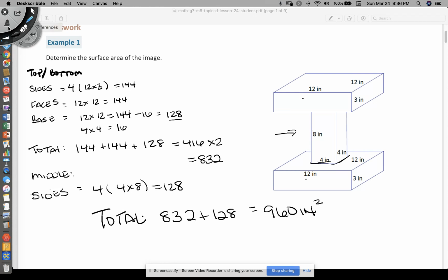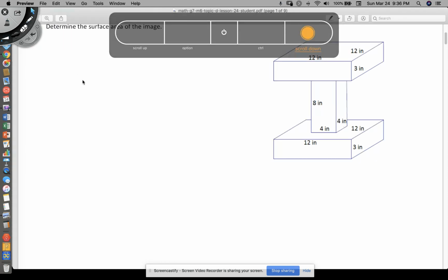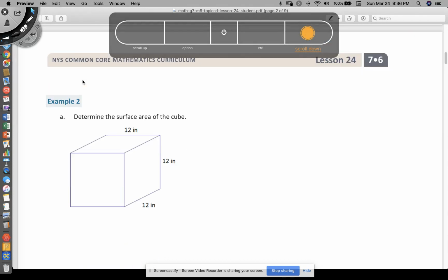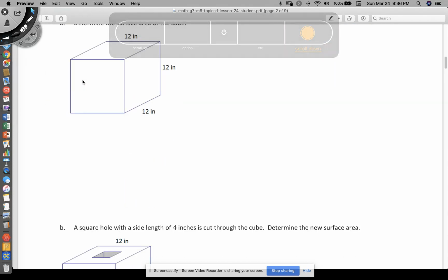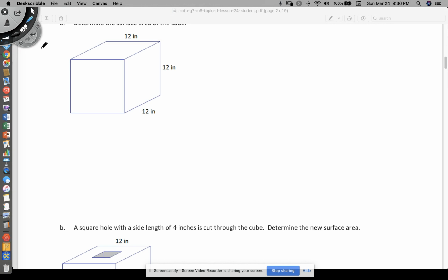Let's try the next one. This is a friendlier looking shape, a little bit easier for us to break apart here. If you notice 12 by 12 by 12, it's a full square and it's a cube. That means there are 6 sides. All of the sides are 12 and we're going to square that 12, which comes out to 6 times 144, which gives us a grand total of 864 inches squared. All right, that's all you have to do for that one.